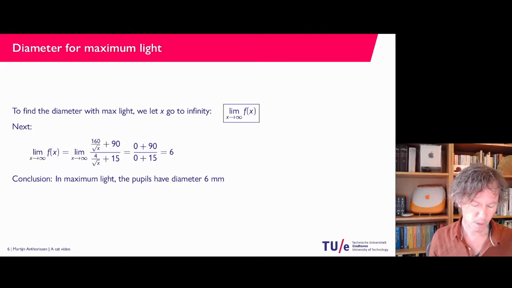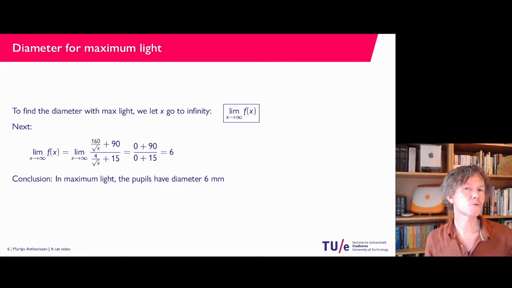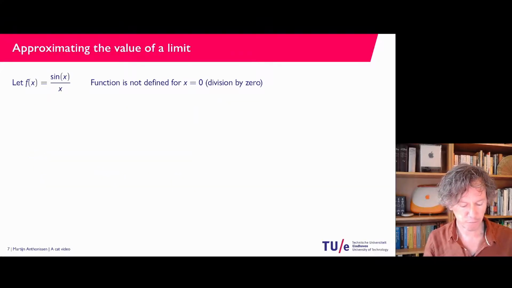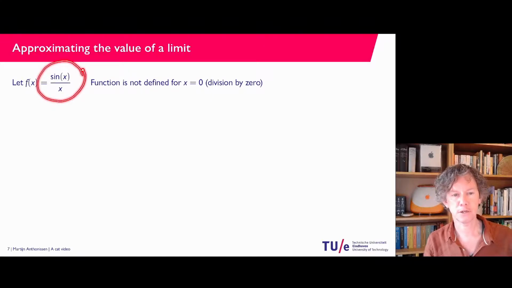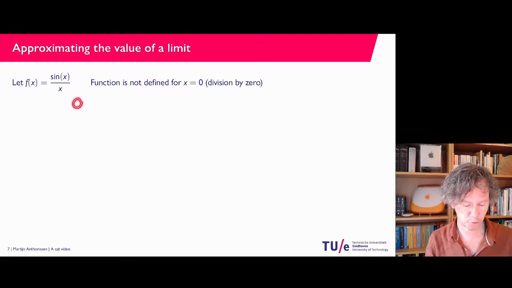Okay. A bit more general, so this was based on an example. Another example is the function sine of x over x. And we will meet this function again as a kind of standard limit. But you see here that if you would plug in x equals 0, you would have 0 divided by 0, which is undefined. So we have division by 0.